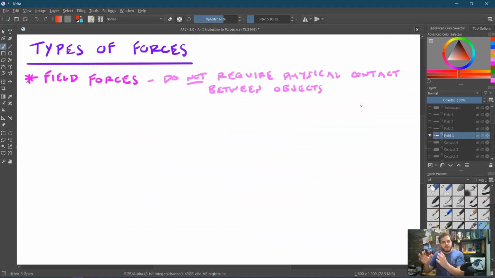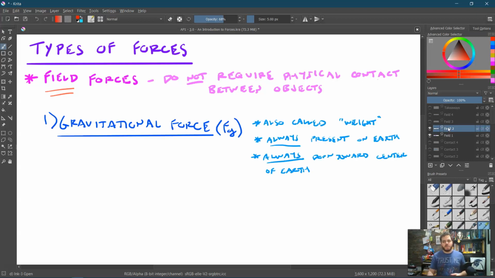So one main category was contact forces, and the other one, you might guess, does not involve contact. These are what are known as field forces, and these do not require physical contact between the objects. It can exist, but it's not necessary. So what causes these, or what are these? There's really four main ones. Sometimes people break them up into five. Depends on how exactly you look at it.